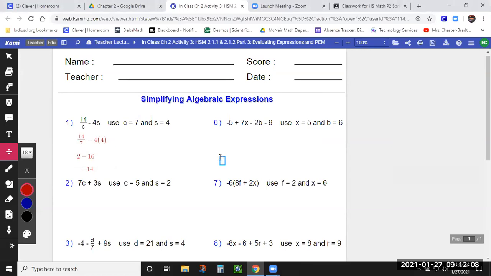Okay, so first things first, we are going to do nothing with that negative 5. So we write the negative 5 because I don't need to change it. There is no variable. Plus the 7, and then in parentheses, I'm going to put the x value, 5, minus the 2, in parentheses, I'm putting the 6, and then minus 9. So we didn't do anything to the negative 5. It's a positive 7 times what the x is worth, and a negative 2 times what the b is worth, and we didn't do anything with the negative 9, okay?